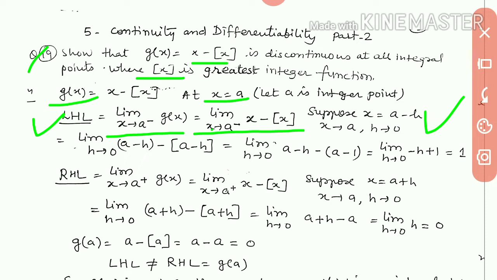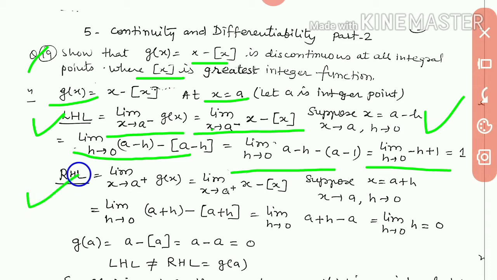These values we will put here. We will get limit h tends to 0 of (a minus h) minus the greatest integer of (a minus h), and the greatest integer of (a minus h) will be equal to a minus 1. So look here, what we get: limit h tends to 0 of (a minus h) minus (a minus 1), and a will cancel and you will get limit h tends to 0 of minus h plus 1, equal to 1.